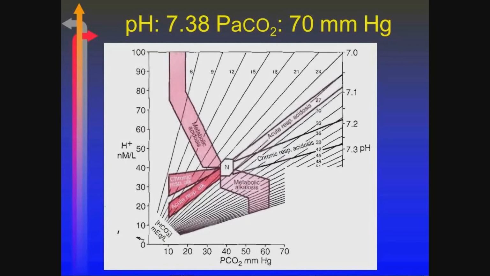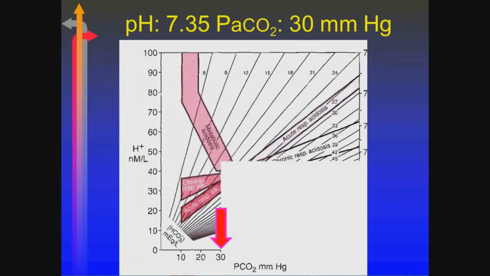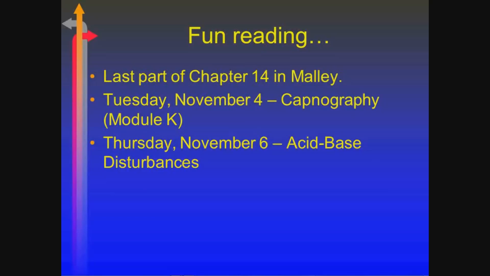7.38, PCO2 is 70. Line them up. There's my bicarb around 42. And again, it's outside, so there's probably a little bit of a metabolic alkalosis and my respiratory acidosis because it's between those two bands. It's a quick and easy way to kind of get where you're at. 7.35, 30, well, that falls right in the middle of a metabolic acidosis. And it's consistent. So, take a look at, if you want, Chapter 14 in Malley.